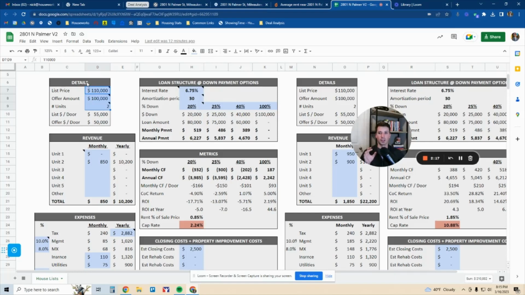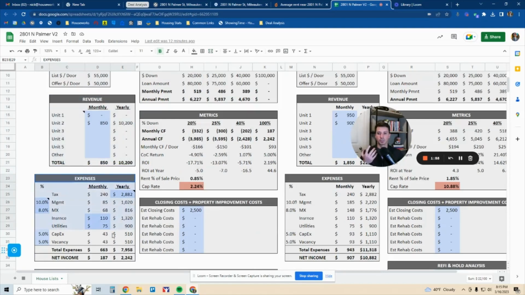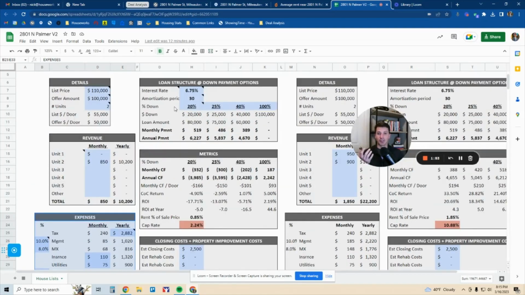So let's just start with what each of these sections are. And then I'll go into what each of the different lines mean. And then we'll talk about how I would analyze this deal. So the details, this is going to be just your list price, your offer price, and your number of units. Revenue is going to be how much rent this is pulling in, or maybe if there's coin laundry, how much that is pulling in. Your expenses are going to be expenses that you have on the property.